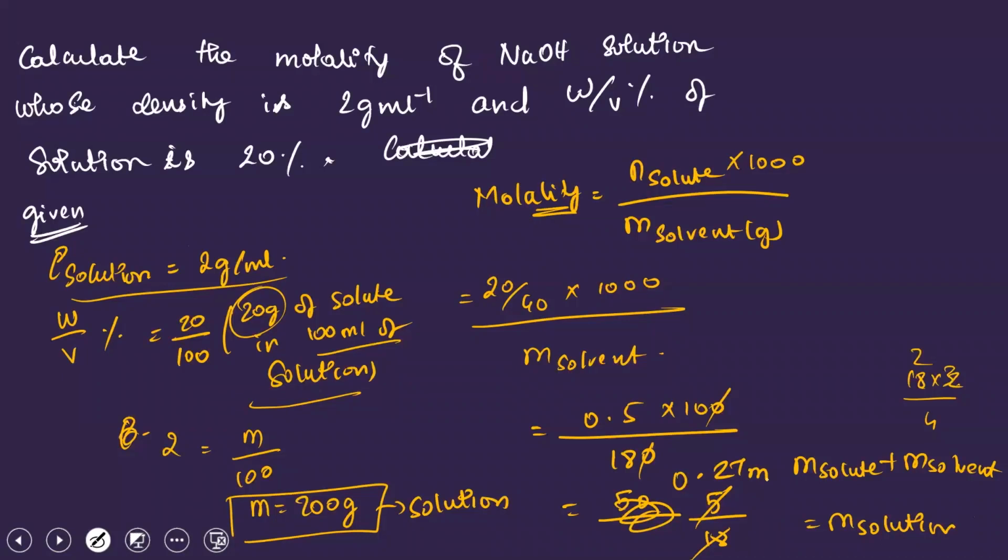The 20 by 40 is n solute, into 1000 by mass of solvent. So 0.5 into 1000. I made a mistake, so it will be 50 by 18. So the answer will be 2.7 m. 5 by 18 gives 0.27, 50 by 18 gives 2.7. Answer is 2.7 small m.